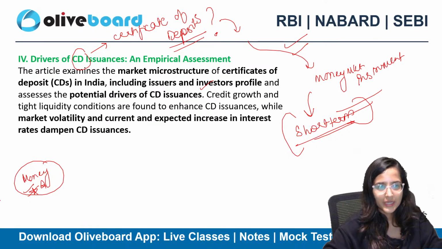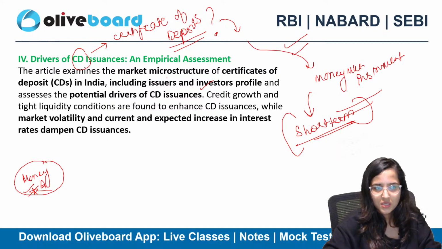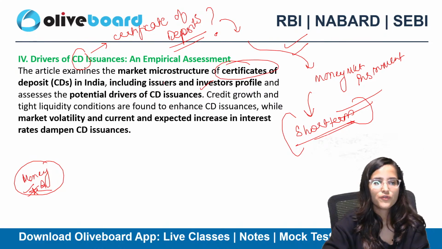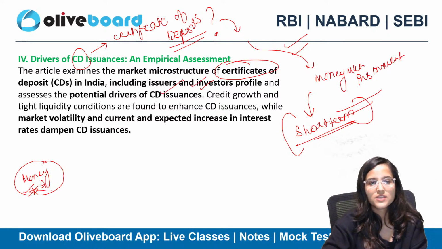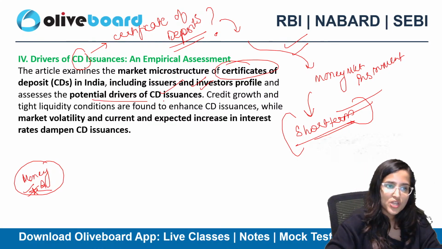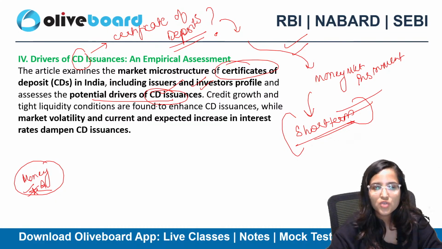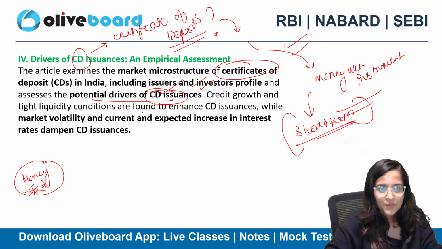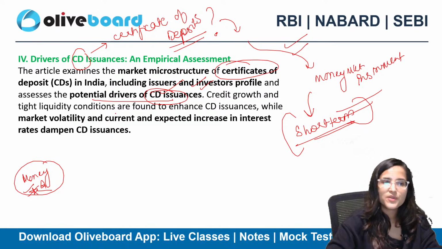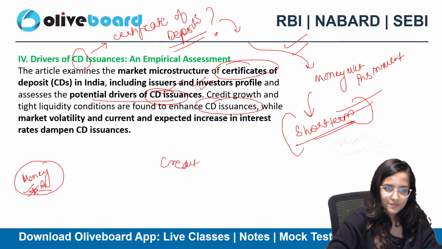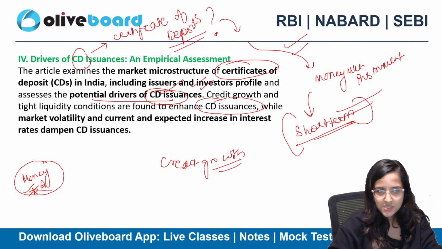Yes, Tithi, absolutely correct. So this article related to certificate of deposit examines the market microstructure of CDs in India, including issuers and investors' profile, and assesses the potential drivers of certificate of deposit issuances, that is, what is driving the use of these CDs. Here we are saying that credit growth and tight liquidity conditions are found to enhance CD issuances. So credit growth and liquidity conditions are the drivers of CD issuances.